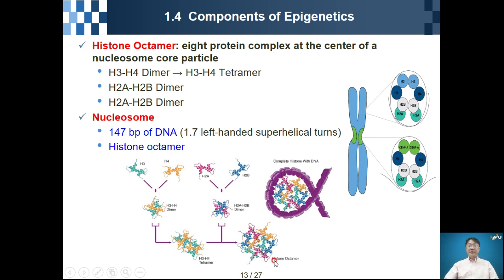Okay, and this is the histone octamer. And what is a nucleosome? A nucleosome is composed of the histone octamer and the DNA. This is a left-handed superhelical turn. The DNA is composed of 147 base pairs, so it means that one turn and 0.7 turn. So it can induce 1.7 left-handed superhelical turns. So we call it a nucleosome. Okay. Now we can go to the next slide.